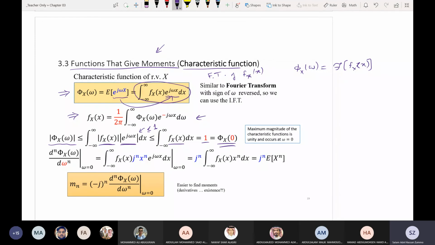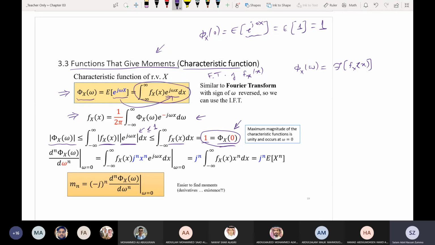Now, what is 1? 1 is equal to phi x at 0. Phi x at 0 equals the expected value of e to j 0 x. But what is e to j 0 x? It is 1. So this is equal to the center point of the characteristic function. So the maximum of the characteristic function happens to be at 0, at omega equals 0.